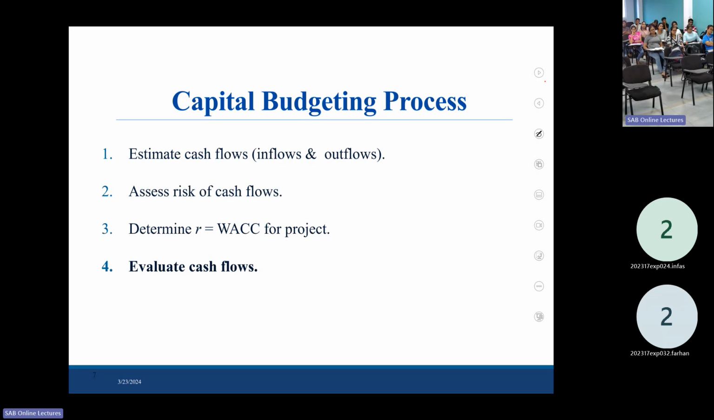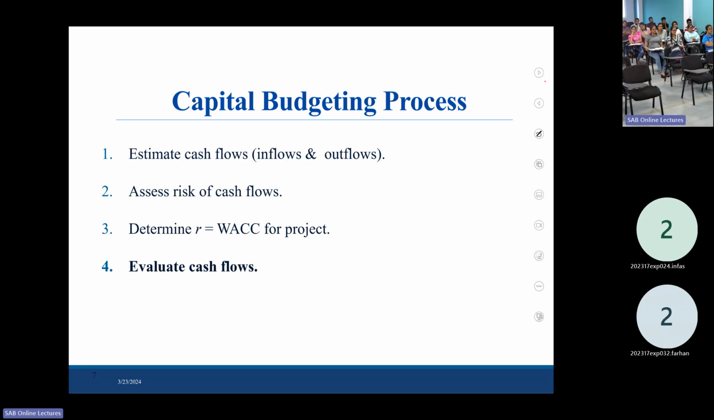Estimate cash flows. Then assess the risk of the cash flows. Then estimate the WACC, the cost of capital related to the project. Then evaluate the cash flows. So at least you have to follow this system. If there is a project, you have to forecast the cash flows. What is the cost? What is the expected net cash flow in year 1, year 2, year 3, year 4?